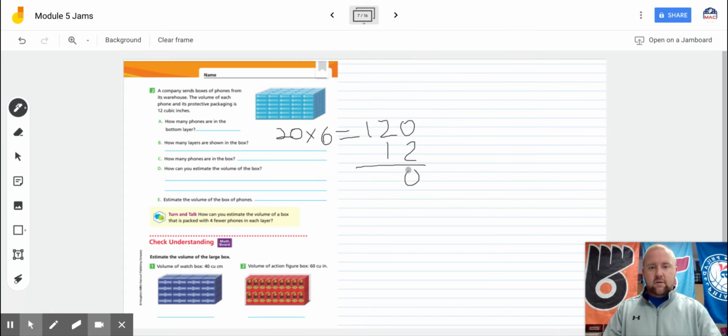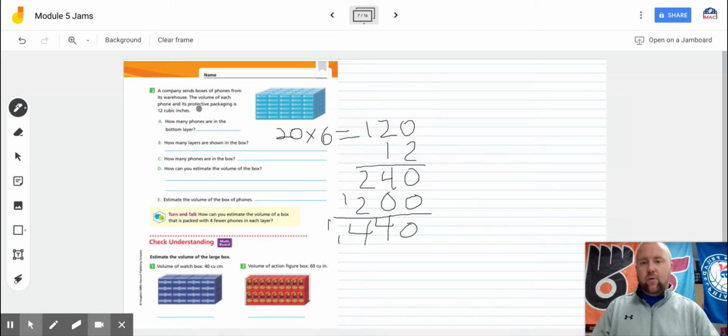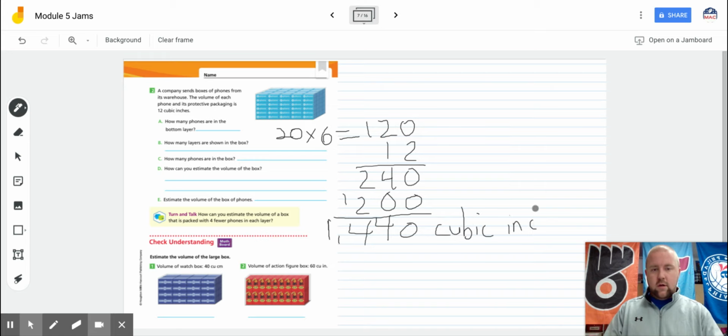2 times 0 is 0. 2 times 2 is 4. 2 times 1 is 2. I put down my 0. 1 times 0 is 0. 1 times 2 is 2. 1 times 1 is 1. Okay, 0, 4, 4, and then 1. So the answer for this one, since we're talking about cubic inches, would be 1,440. We would say either cubic inches, okay, or we might say inches cubed with that little 3 there.